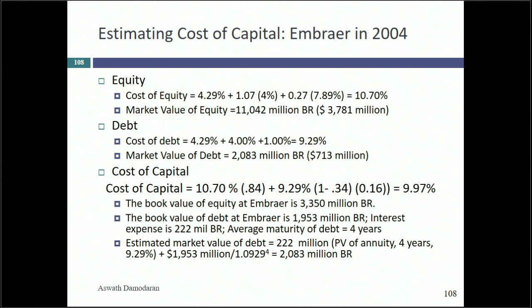The lambda that I used was actually the lambda that I got by regressing returns in Embraer against returns on the Brazilian dollar bond. It's a measure of how much risk Embraer faces. That's a 0.27. It's low because Embraer gets so much of its revenues outside Brazil. And the country risk premium for Brazil, the additional risk premium based on their default spread, was an extra 7.89%. You bring those all together, my dollar cost of equity in 2004 for Embraer was 10.7%.